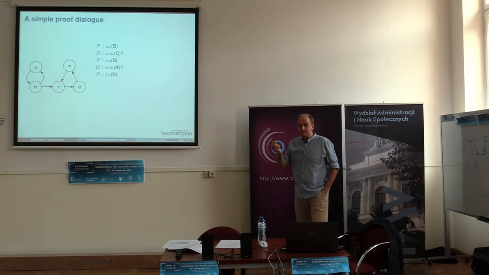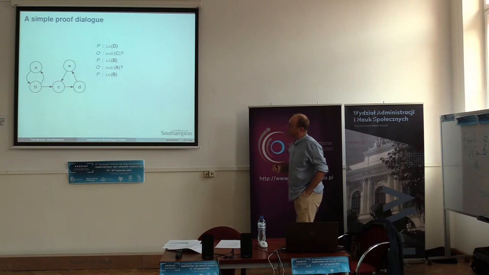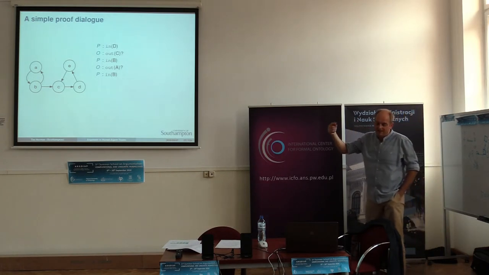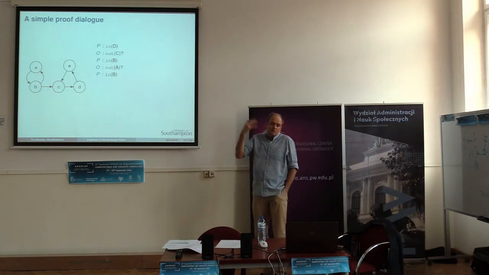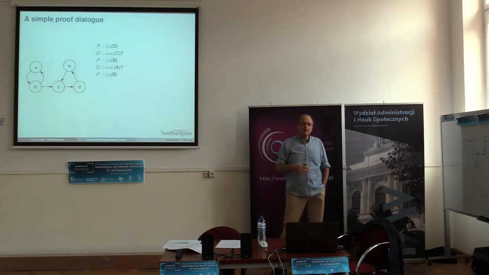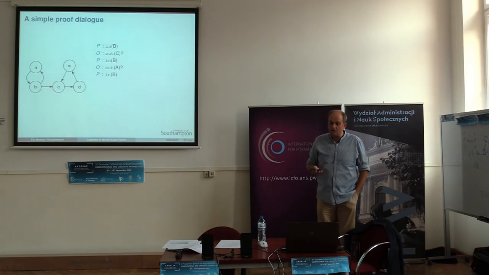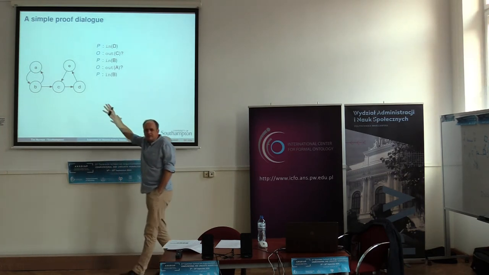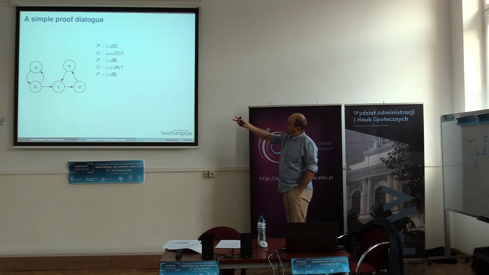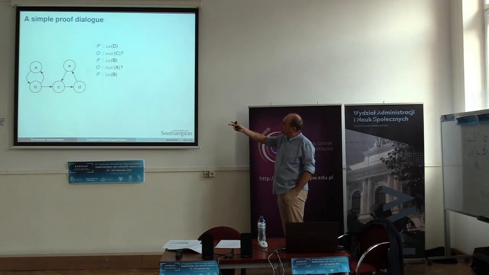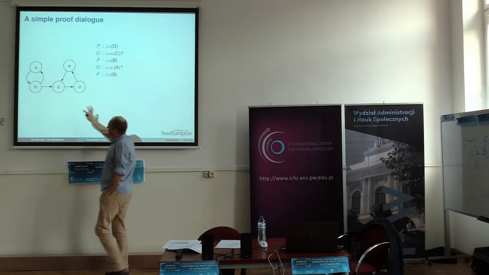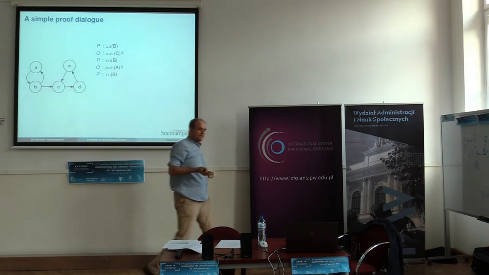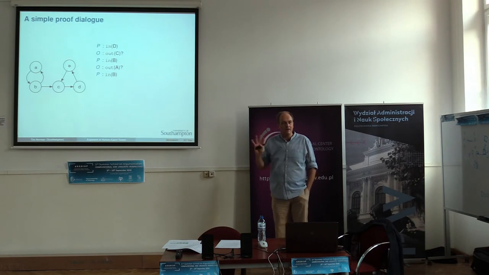But here's a simple example. So here's a simple proof dialogue where we have a proponent P initiating the conversation by saying, well, I believe that D is in. And the opponent will then start to question this on the basis of, well, does that mean that C is out? Show me that C is out. The response to that is that, well, B is in. Okay? If you're stating that B is in, please show me that A is out. And the reason that A is out is that B is in, and then I'm going to accept it, because they've got no one else to do it. Okay?